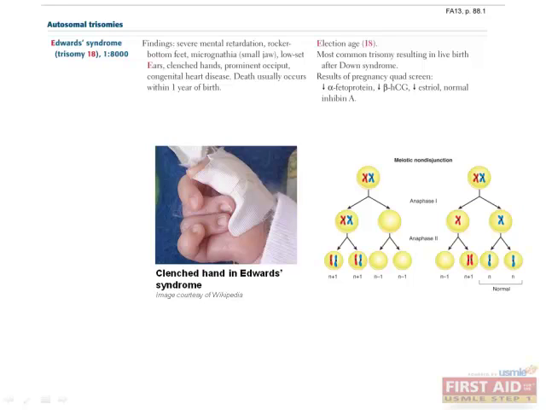It's much more severe than Downs, and patients have severe mental retardation, rocker bottom feet, micrognathia, which is a small jaw, and low set ears, clenched hands, a prominent occiput, and congenital heart disease. These babies are usually born live, but they die within 1 year of birth. Similar to Down syndrome, on the quad screen, maternal serum will have decreased alpha-fetoprotein and decreased estriol, but unlike Down syndrome, they'll also have decreased beta-HCG and normal inhibin A.